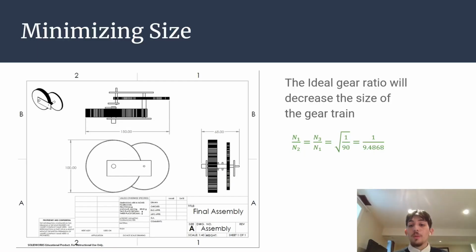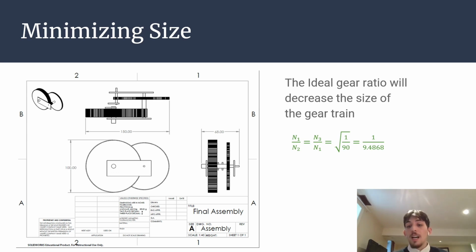We wanted to ensure that we would minimize the size of the gear train. In doing so, we want to use the ideal gear ratio equation, which considers that the first stage and the second stage are equal. This would give us a value of 1/90 as the gear ratio, and an ideal scaling value for both stages of 1.94868.